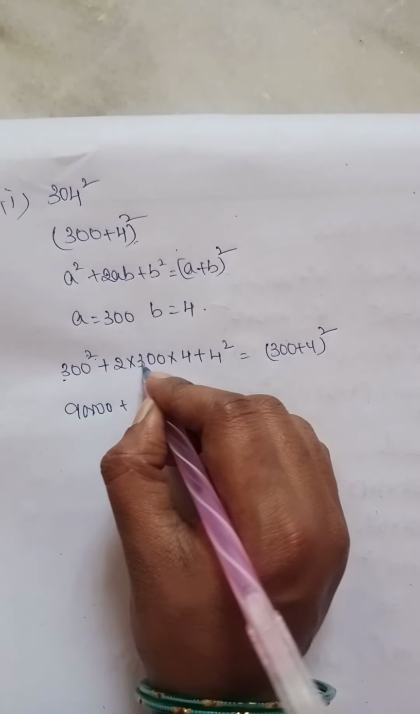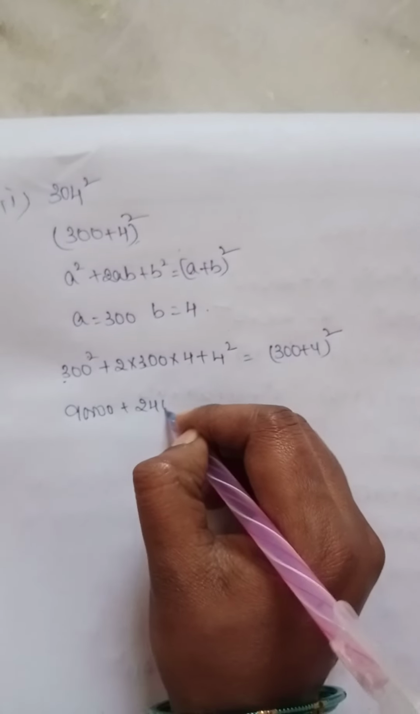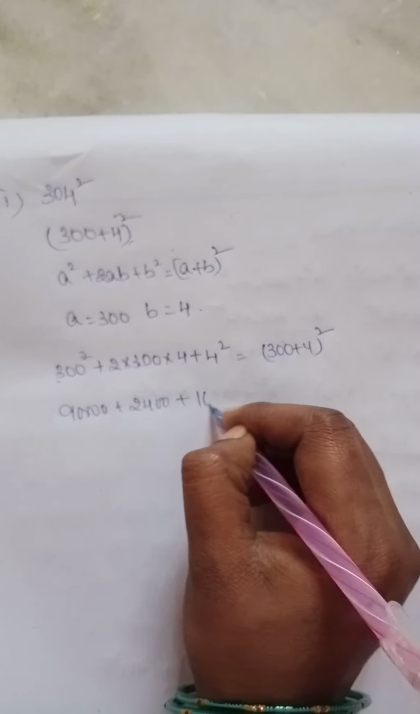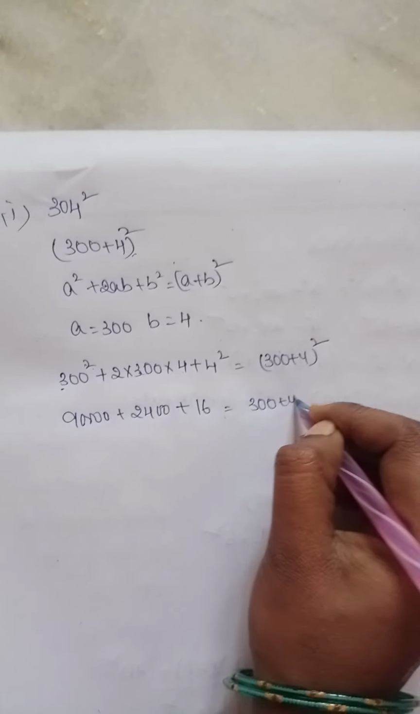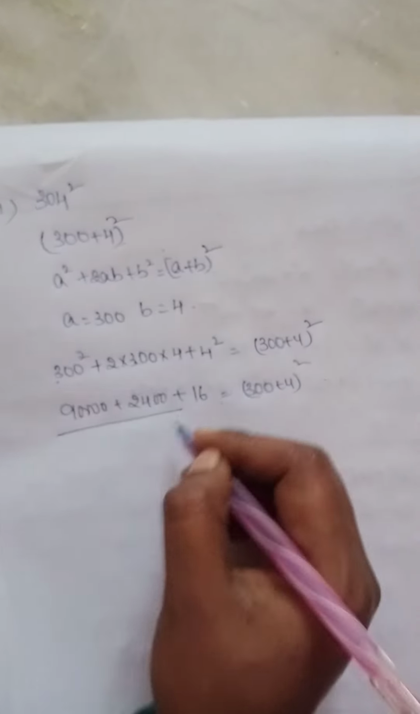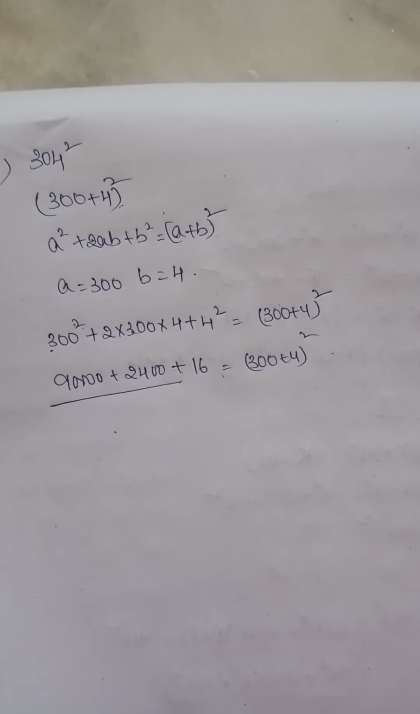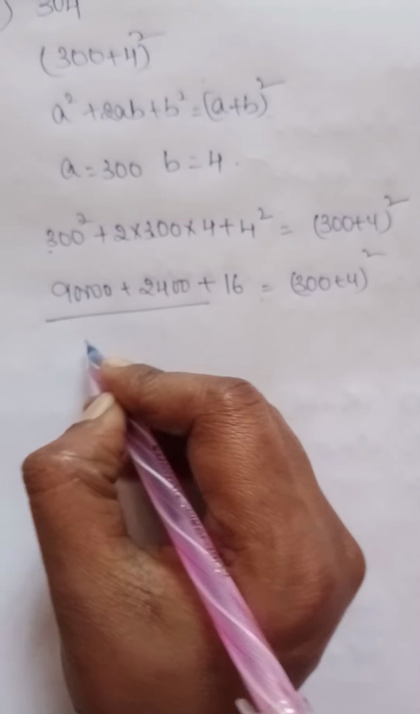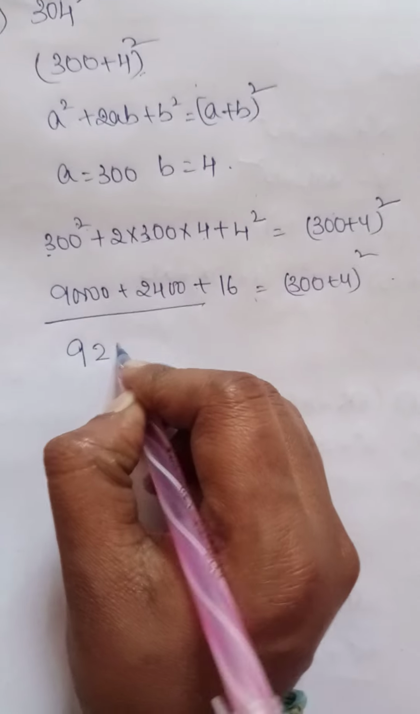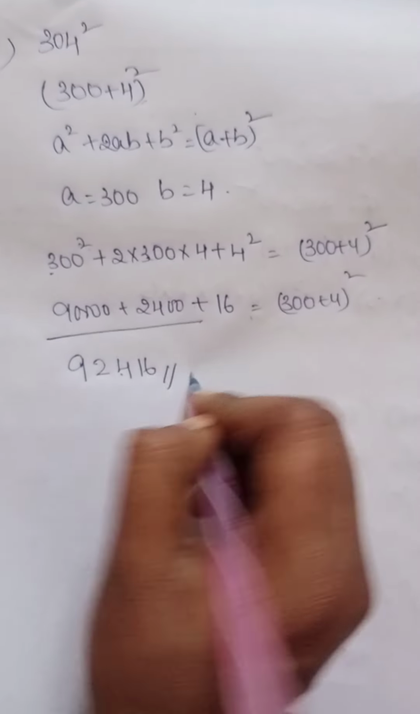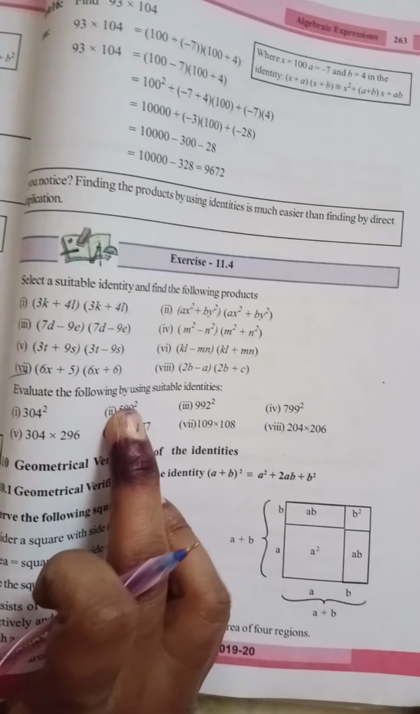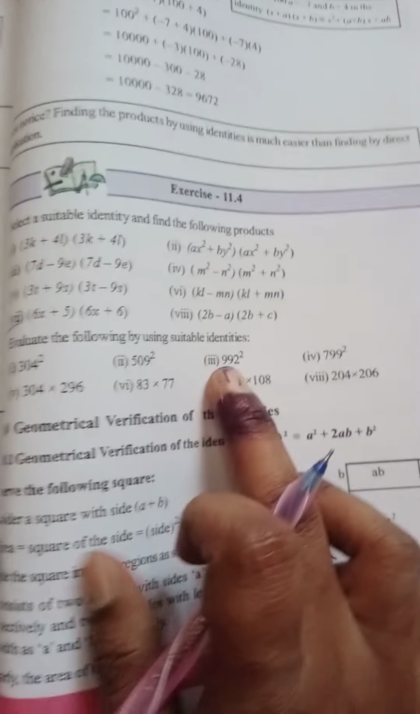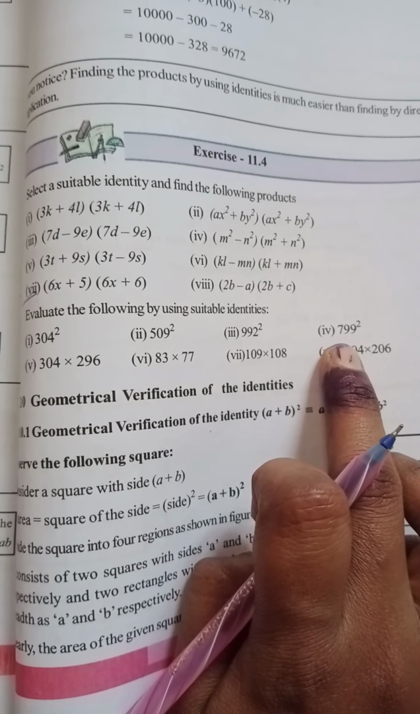It is a 9 plus 2, 3 is a 6, 6 4 is a 2400, plus 16 equal to, add this one, you will get the answer. Okay, what is the answer? 92,416 is your answer. Yeah, like this do the first problem, same for the second problem, third problem and fourth problem.